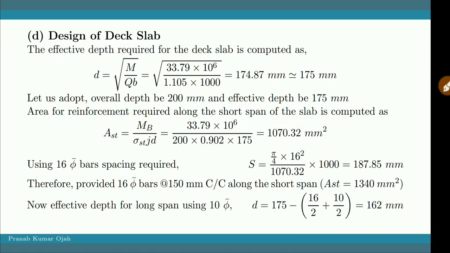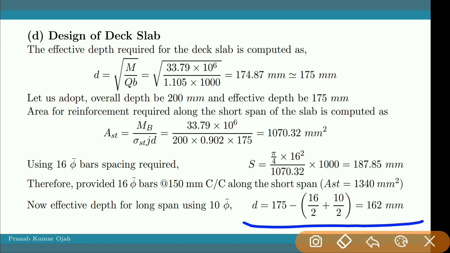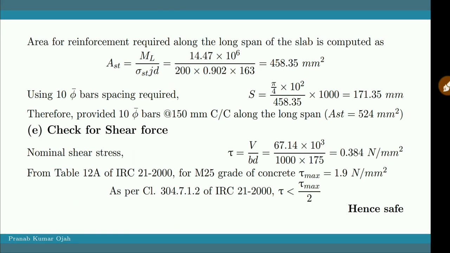That is, the effective depth for the long span reinforcement will be less than for the short span reinforcement. So D I will calculate as 162 mm. 16 is the diameter of the reinforcement along the short span and 10 is the diameter of the reinforcement along the long span. Next, using the formula which is already used, we have to calculate the area of reinforcement required for the long span.